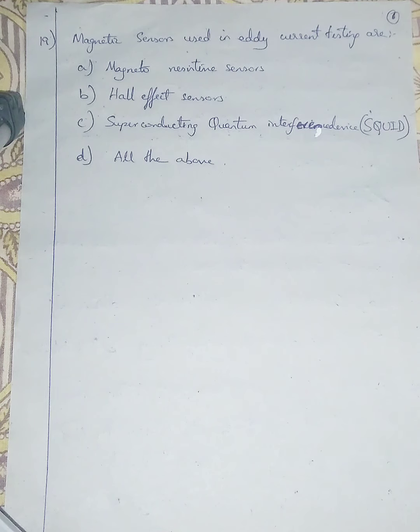Question number 19. Magnetic sensors used in eddy current testing are: option A is magnetic resistive sensors. Option B is Hall effect sensors. And option C is superconducting quantum interference device, which we call SQUID. And option D is all the above. All the three devices are used as magnetic sensors in eddy current testing. So I'm going with option number D, all the above.